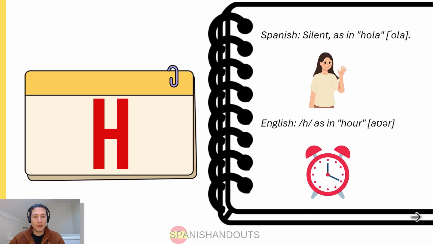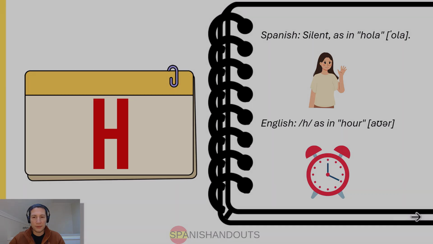Next, we have the letter H. In Spanish, it's silent, as in hola. And in English, you have the same as in hour. In English, the letter H is pronounced in most of the cases. But remember, in Spanish, it is silent.